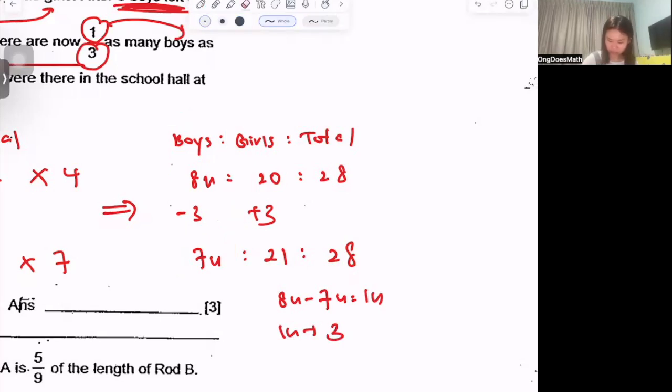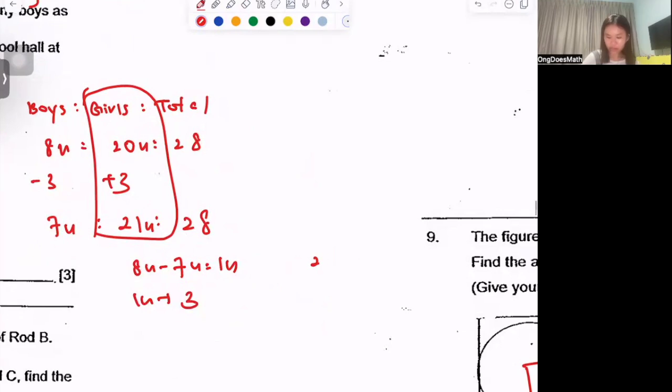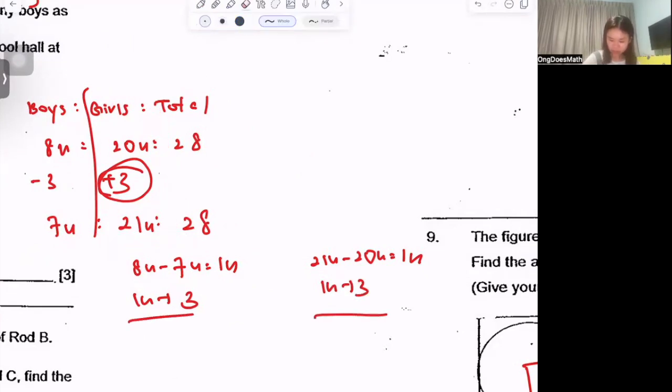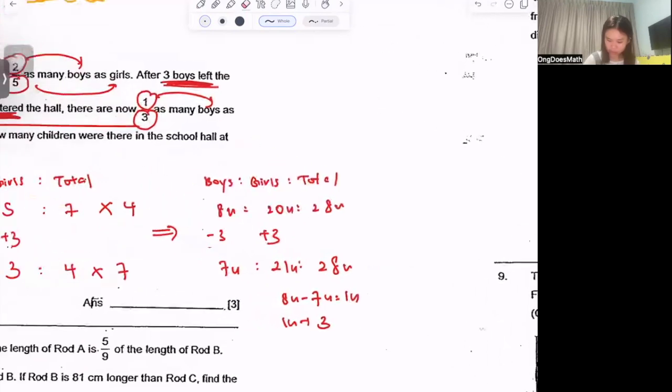We can do it the same for girls, we'll get the same result. So if we just focus on girls, you can see that started out with 20 units, end up with 21 units. Which means that 21 units minus 20 units gives you 1 unit, right? And this 1 unit belongs to 3. So you can see that we will come to the same conclusion. So we'll just use one of it. We'll use the one for boys. So 1 unit equals 3.